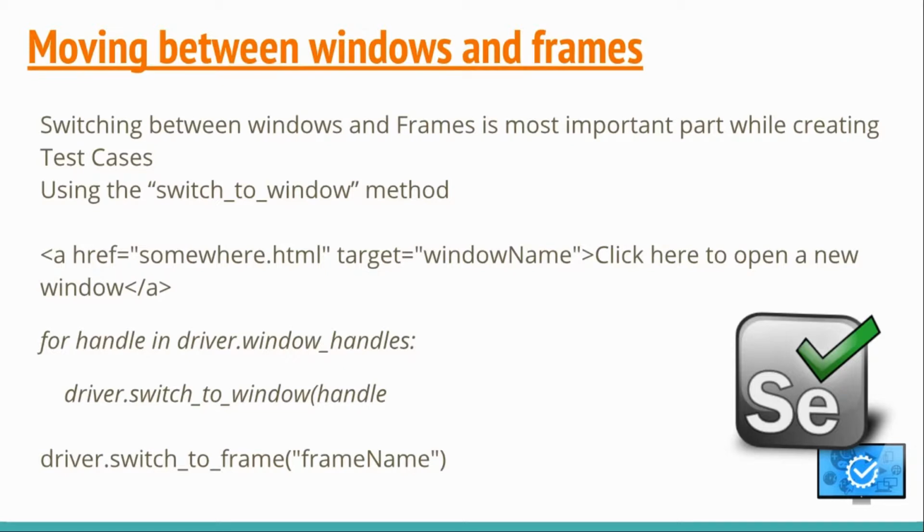So another important thing that sometimes comes to mind while you are writing Selenium test cases is that you want to switch between windows as well as sometimes frames. It's very straightforward in Selenium Python. There is a pre-built function, switch to window, and you just have to give the handle name. And if you want to switch to a frame, you can just give the frame name, right?